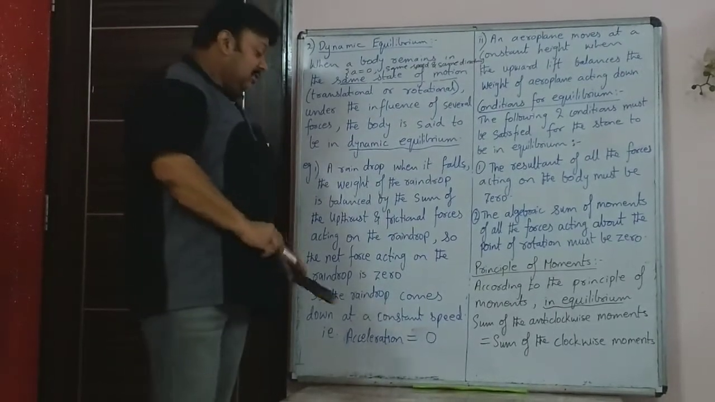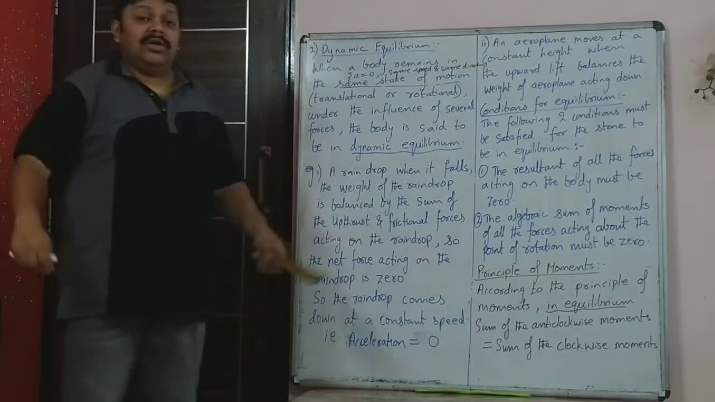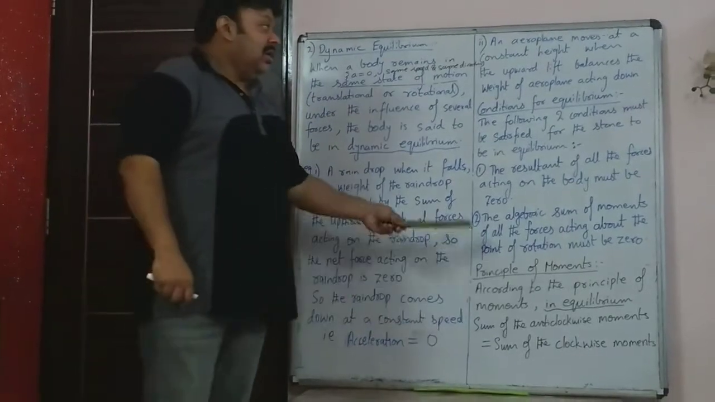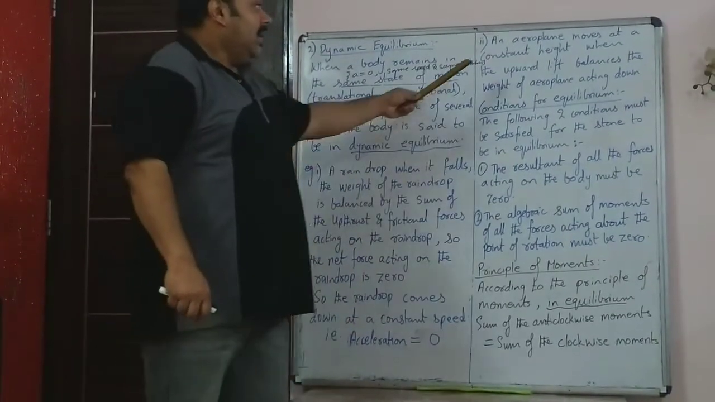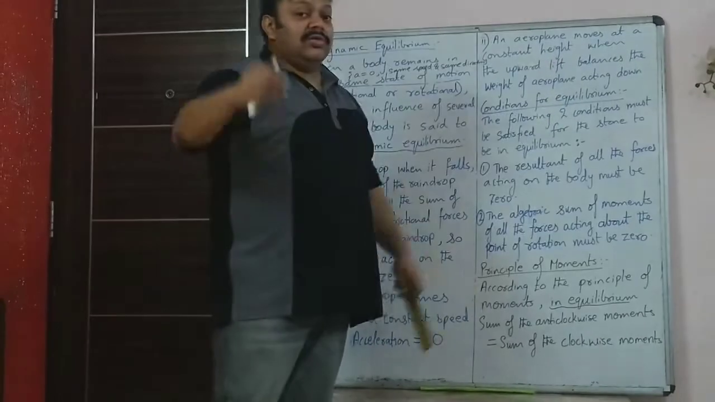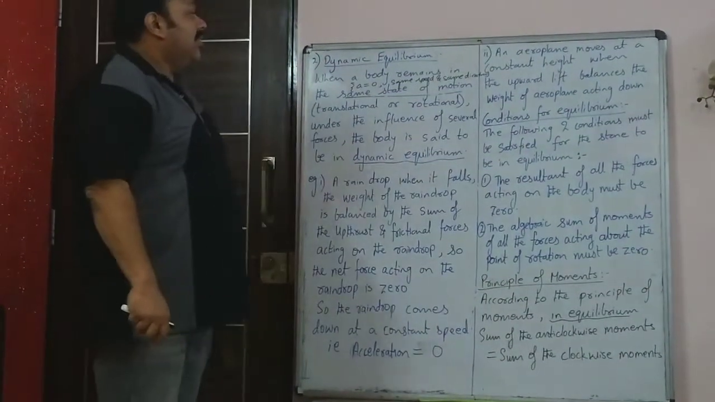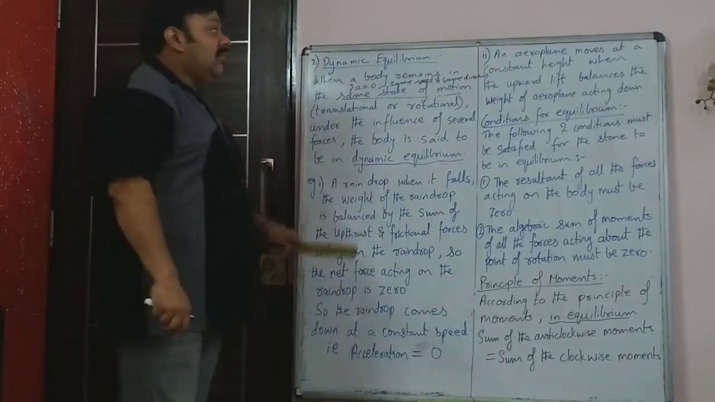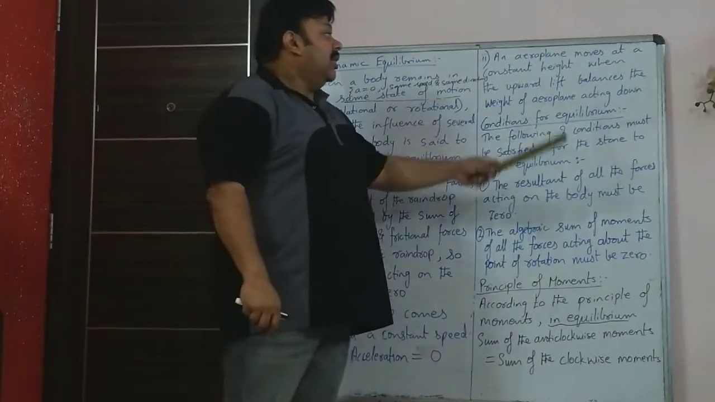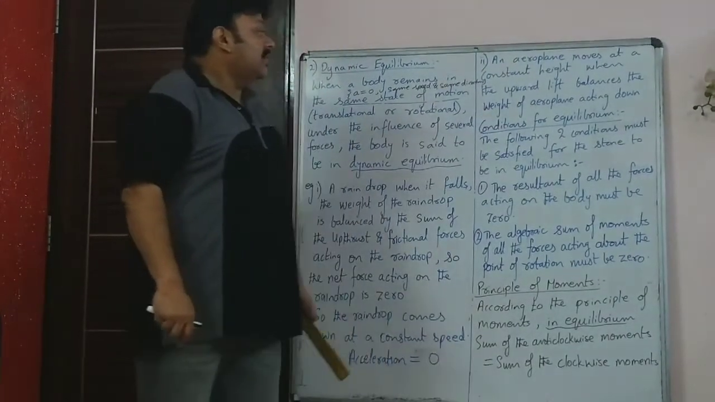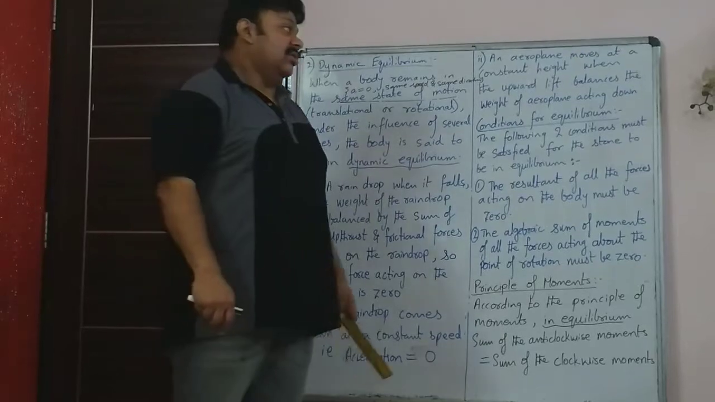So that is the reason why one does not go and stand out when there is a hailstorm and enjoy the hail. An aeroplane moves at a constant height. Another example of dynamic equilibrium. An aeroplane moves at a constant height when the upward lift balances the weight of the aeroplane acting down.